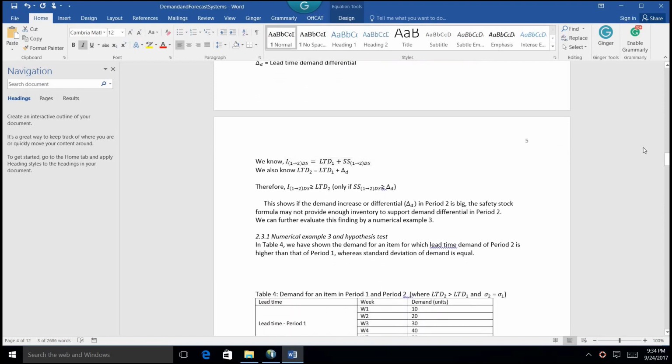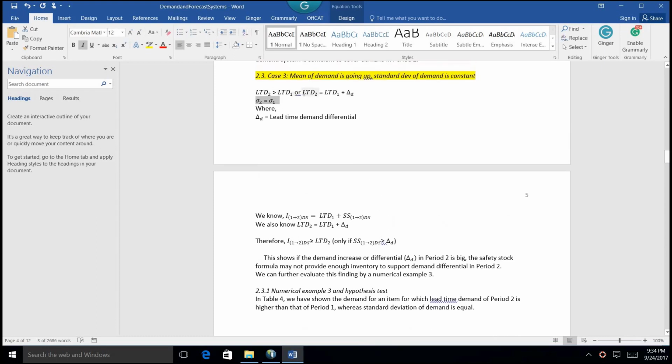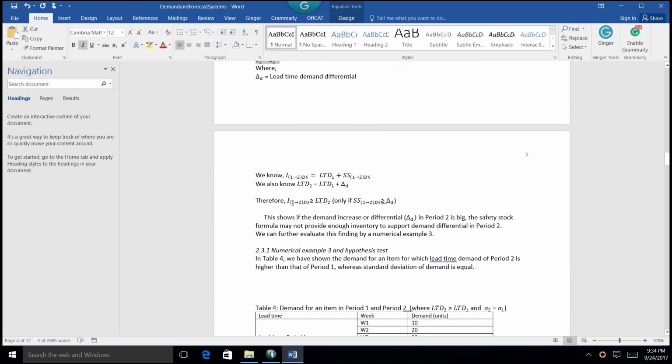So from this formula settings here, we know LTD1 would be LTD2 minus delta D, so you can put that here. Now therefore, inventory for period 2 that you calculate in period 1 will be greater than LTD2 only and only if safety stock for period 1 is greater than delta D. That's what you can see here.